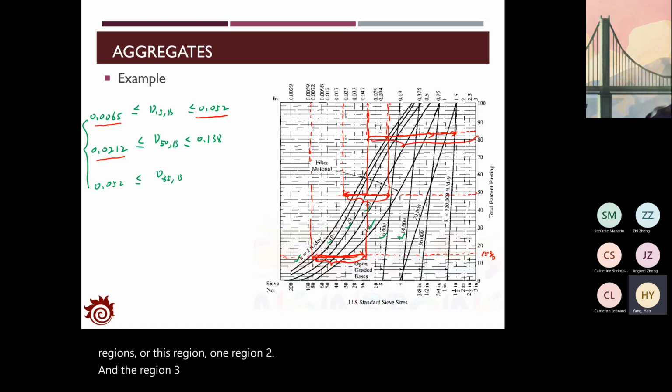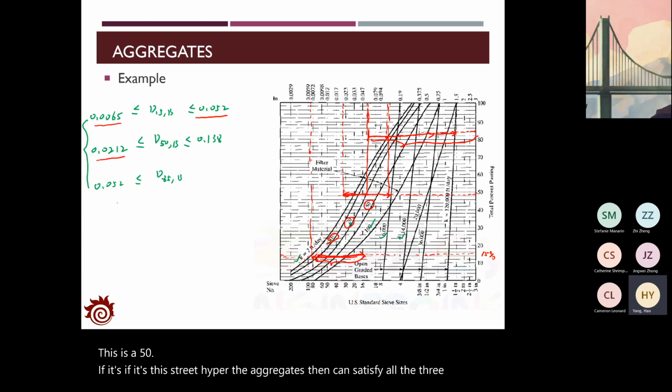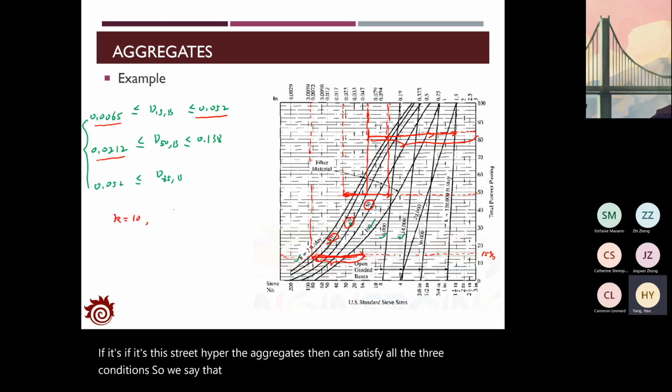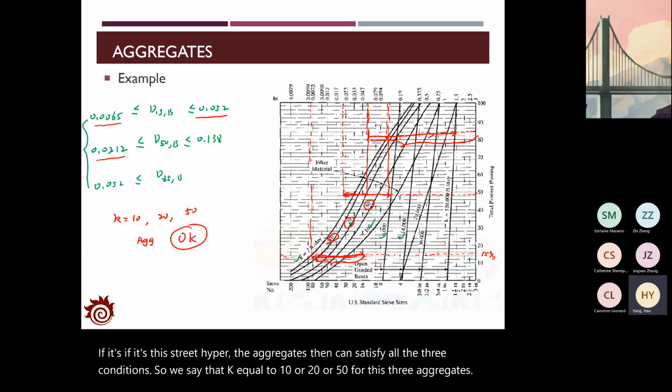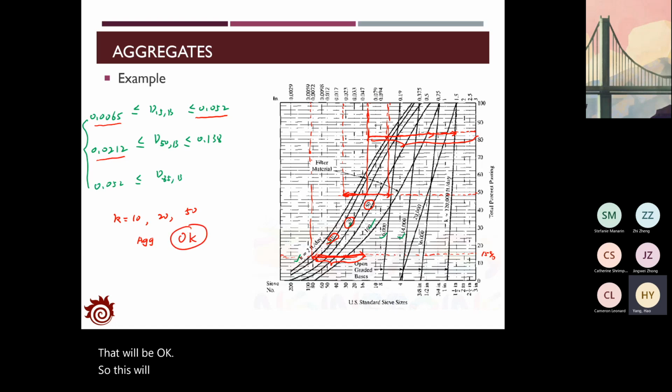So based on that, we can find that if the permeability equals 10, 20, or 50, if it's these 3 types of aggregates, then it can satisfy all the 3 conditions. So we say that K equals 10 or 20 or 50 for these 3 aggregates. That will be okay, so this will be an appropriate material for the drainage layer.